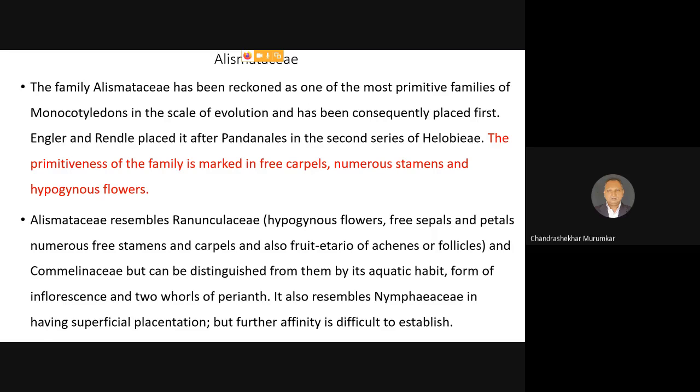Now, it also resembles the family Nymphaeaceae when we are comparing the morphology of the stamens. Because here also we can find the stamens which are very similar in lamellar character, and in Nymphaeaceae also the stamens are free, they are arranged on the conical receptacle, and they are of a lamellar nature where the enlarged connective is present.